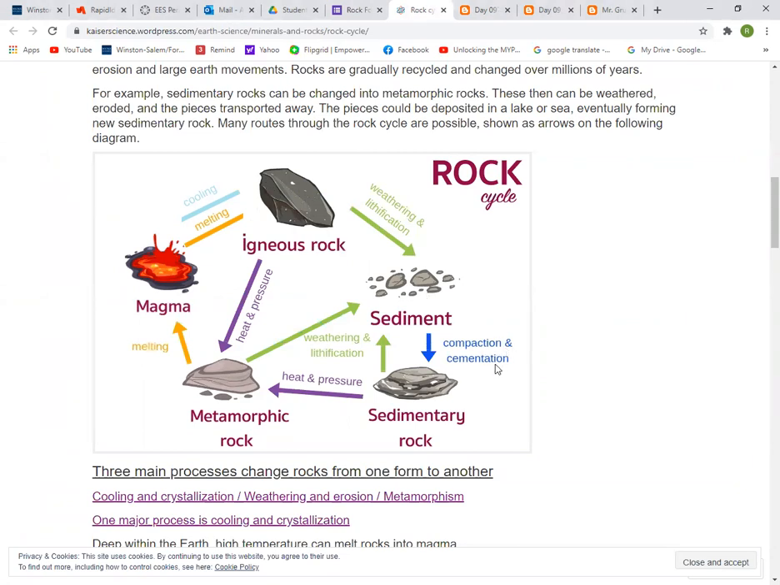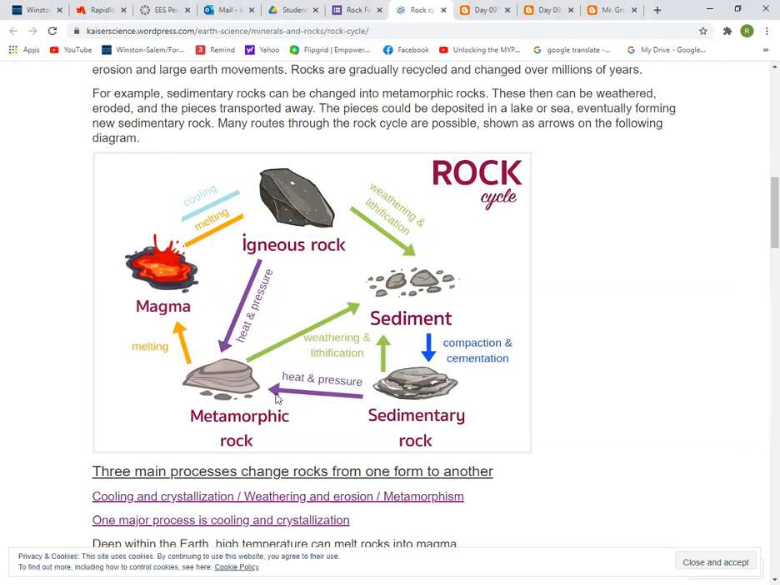Compaction and cementation turn the sediment into a sedimentary rock. So weathering, lithification, compaction, cementation, these are processes that give you an idea that a rock is turning into a sedimentary rock. Now, how about heat and pressure? What will happen to a rock when it is exposed to heat and pressure? It becomes a metamorphic rock.